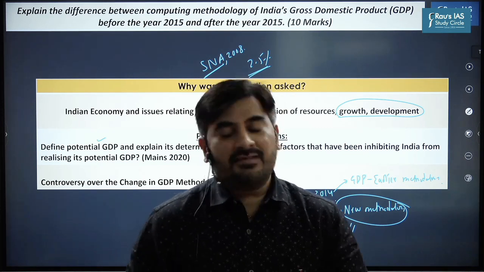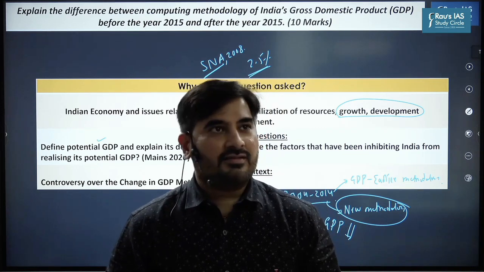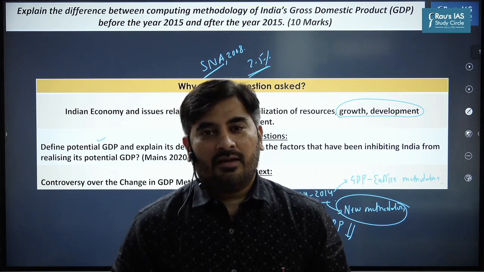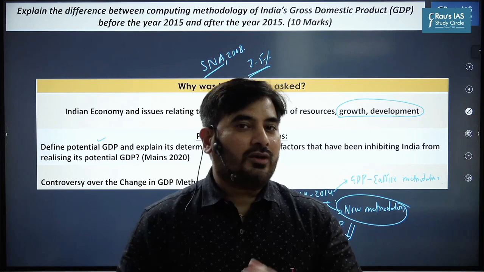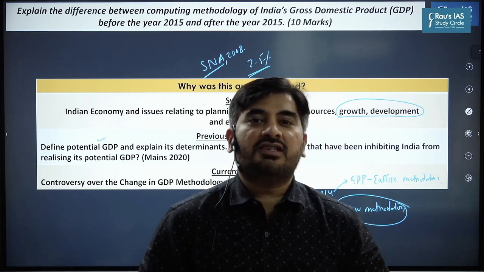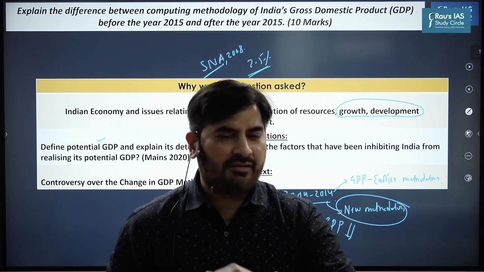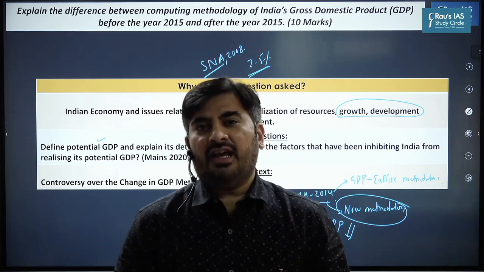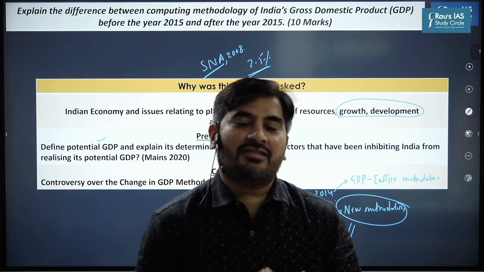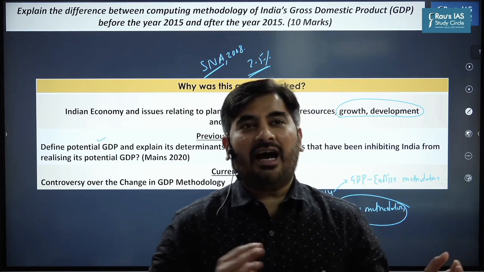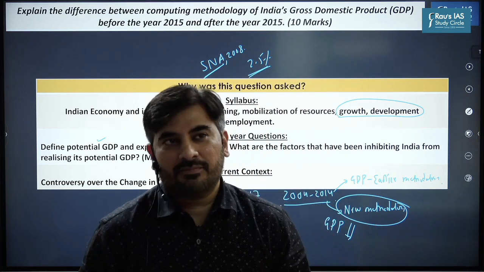So as far as the UPSC Mains examination is concerned, as you can see, they have not asked a question as to what was the controversy with respect to the GDP estimation. The question is very, very straightforward. The question is how India's GDP computation methodology has changed before and after the year 2015.